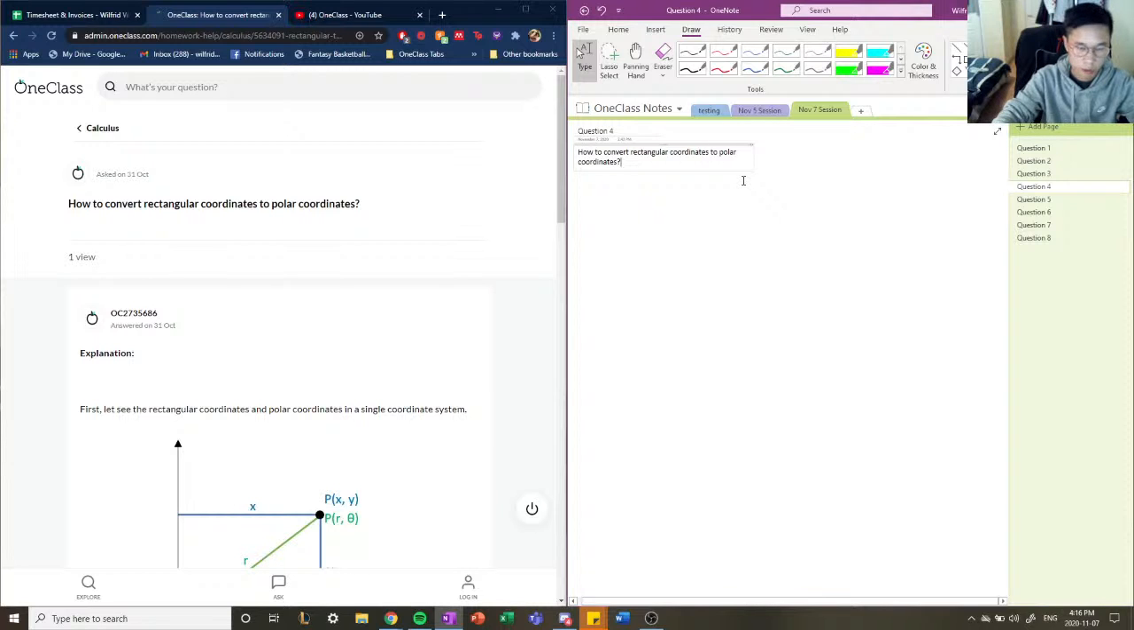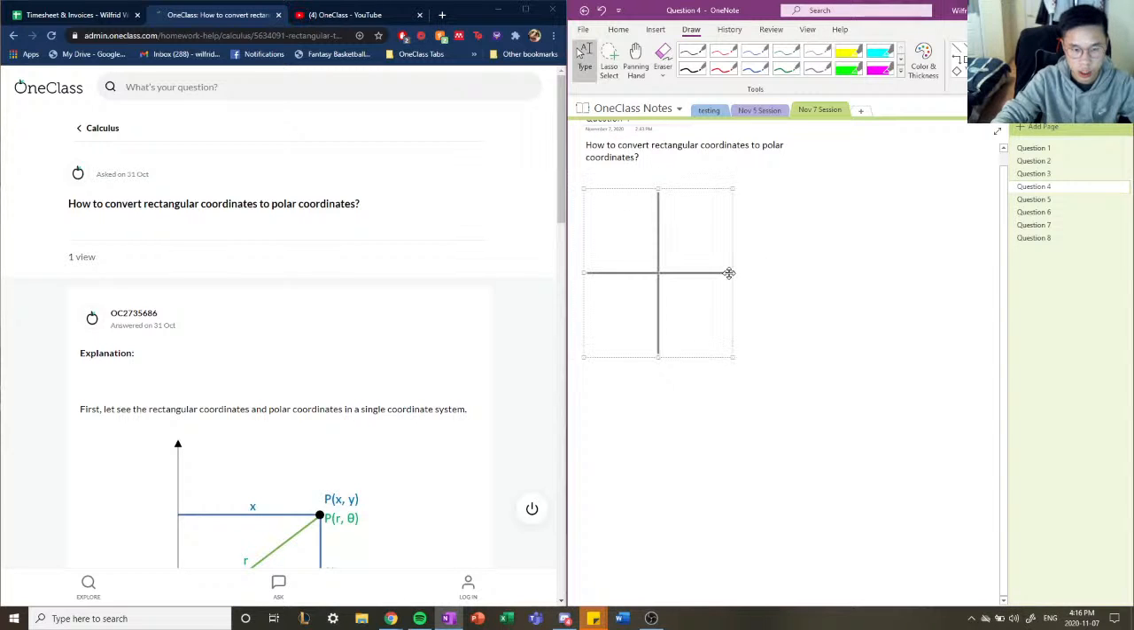So another word for rectangular coordinates is the Cartesian plane. The Cartesian plane runs on x and y. So there's x and there's y. Okay, so this is what we call the Cartesian plane. So I'm going to write Cartesian. Okay, so this is where our rectangular coordinates exist.